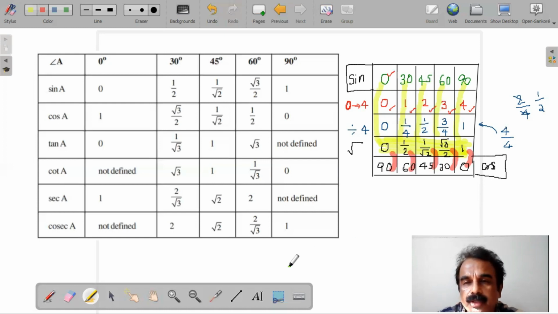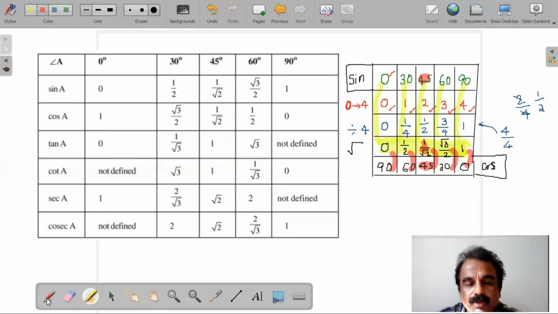From this you may be able to answer many questions. Which value is the same for both sine and cos? It is 45. Sine 45 is 1 by root 2, cos 45 is also 1 by root 2. Similarly, cos 30 is root 3 by 2, whereas sine 60 is root 3 by 2. That means if the answer is root 3 by 2, you can put either sine 60 or cos 30. It is very, very clear from this table. To make this table, it will not take even 2 minutes.